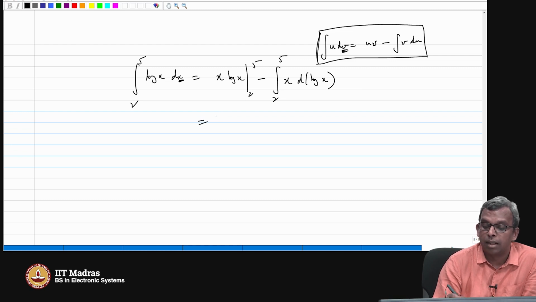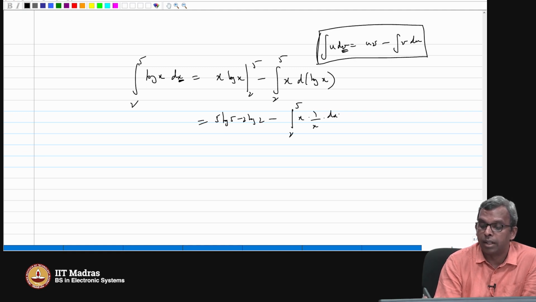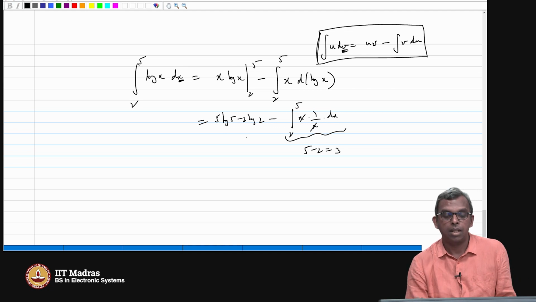So, x log x between 2 and 5 is very trivial. It is 5 log 5 minus 2 log 2. Here, integral 2 to 5 x times, what is d log x? This I know, right, it is dx over x. So, this x will cancel. This will just become 5 minus 2, which is 3, and you are done. Okay. So, it is very easy.